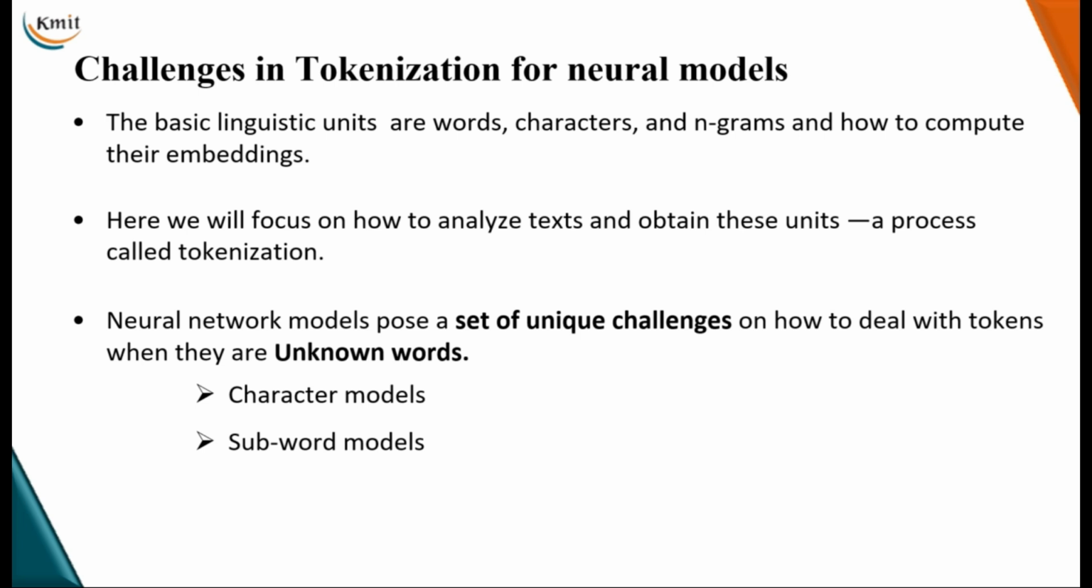In the previous chapters we covered the basic linguistic units. We start with words or characters, and then n-grams. We have also seen how to compute word embeddings. In this session I would like to go deeper and focus on how we analyze text and obtain these units with the process called tokenization. Neural network models pose a set of unique challenges in the way they deal with tokens, so we'll cover some of the modern models to deal with these challenges. We consider unknown words, character models and subword models.